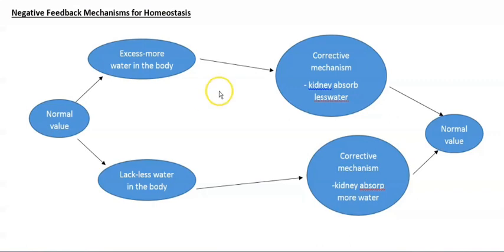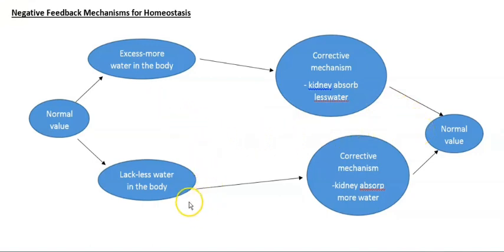Now we see the negative feedback mechanism for homeostasis. For example, from the normal value, if it goes to excess, for example more water in the body, the corrective mechanism is that the kidney will absorb less water into the bloodstream. So then it will go back to the normal value.